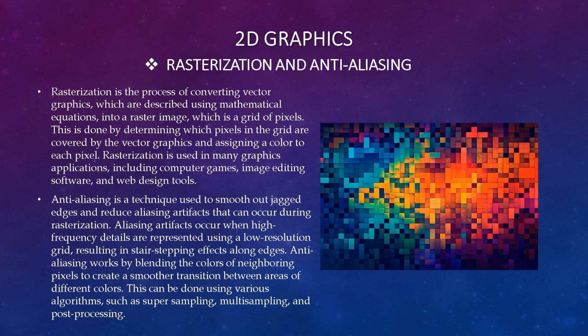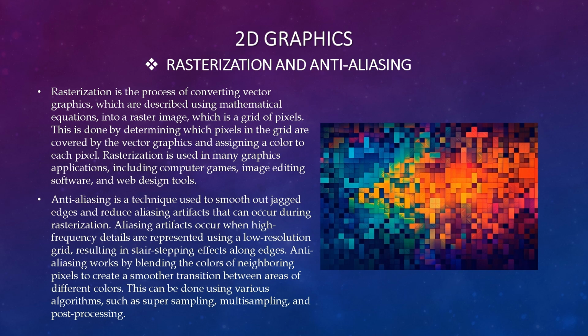Rasterization is the process of converting vector graphics, which are described using mathematical equations, into a raster image, which is a grid of pixels. This is done by determining which pixels in the grid are covered by the vector graphics and assigning a color to each pixel. Rasterization is used in many graphics applications, including computer games, image editing software, and web design tools.